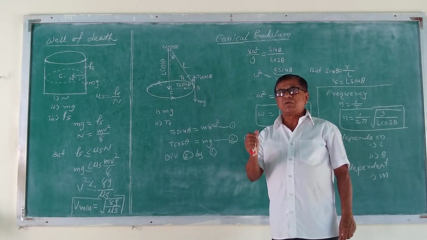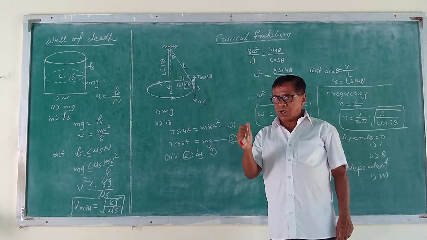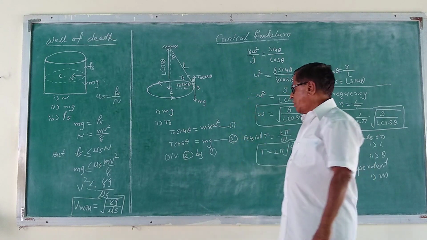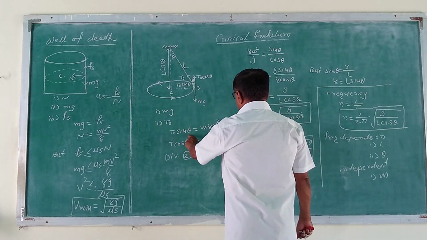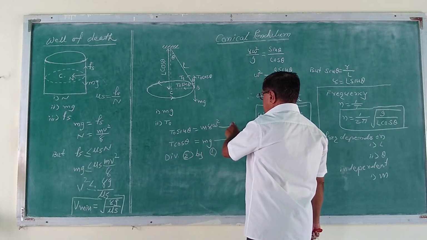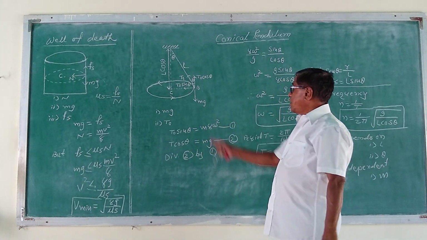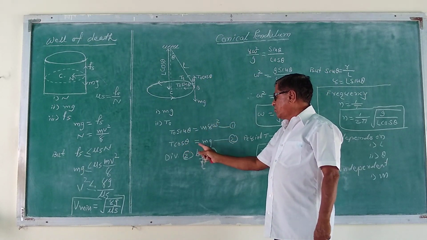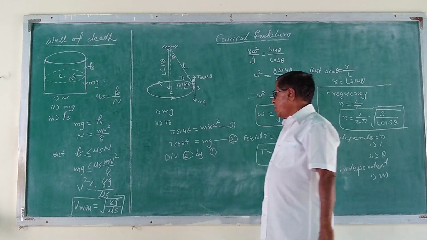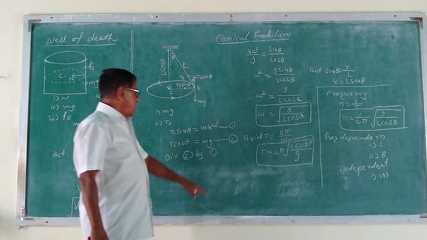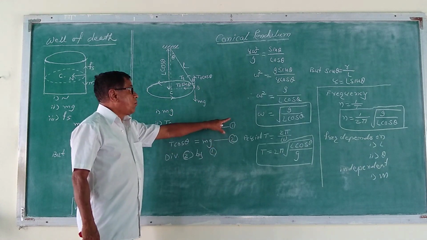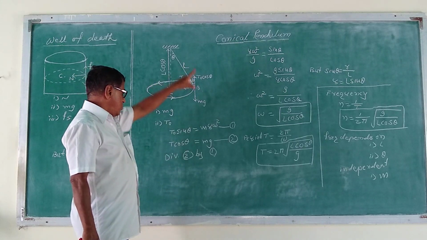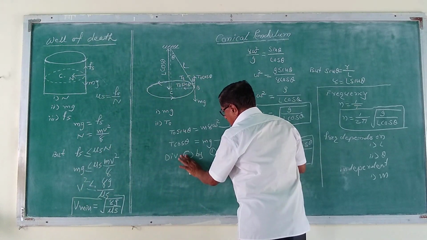Centripetal force has the formula mv square upon r, or mr omega square. I take the formula mr omega square. Therefore, T0 sin theta is equal to mr omega square, equation number 1. And second, T0 cos theta gets balanced by the weight mg. T0 cos theta is equal to mg, equation number 2. Now, dividing 1 by 2.